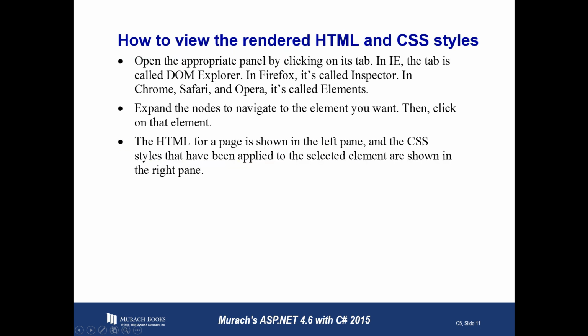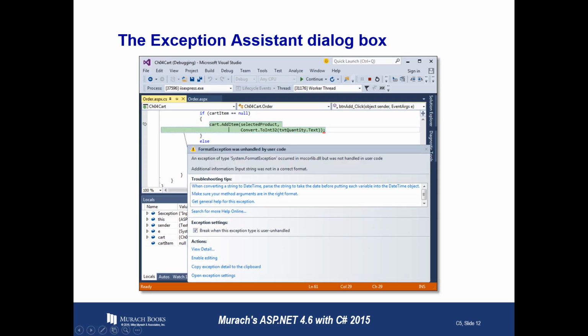All right. How to view the rendered HTML and CSS styles. Open the appropriate panel by clicking on its tab. In IE, it's the DOM Explorer. In Firefox, it's the Inspector. In Chrome or Safari or Opera, it's called Elements. We will take a look at that, and we will run that basically as a class.